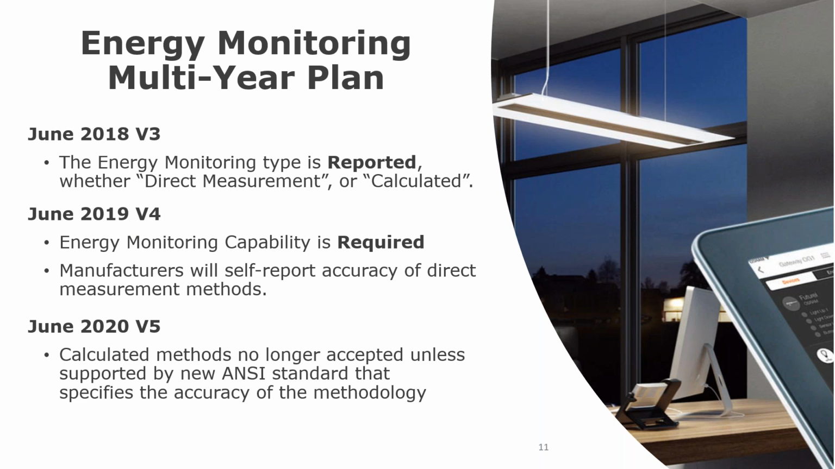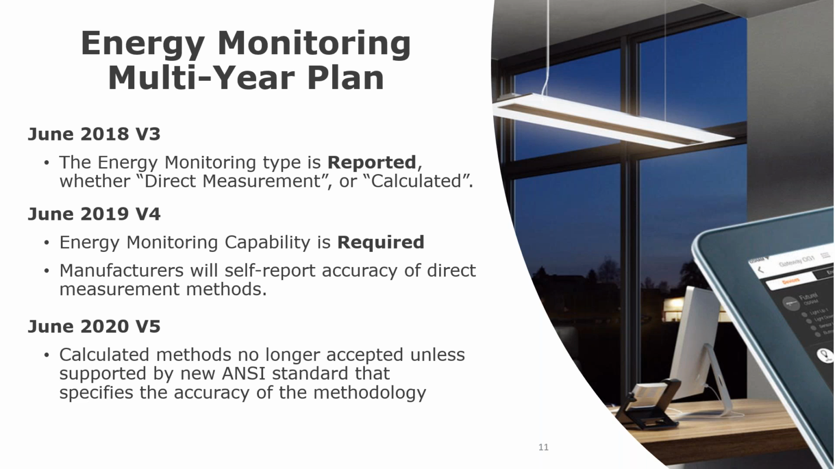Incentives for some utility programs might depend on this optional capability. Next year, starting in June 2019, all products will need to be capable of energy monitoring. Like the daylight harvest example that I mentioned earlier, some contractors might choose to install energy monitoring on some projects and not on others. But at least it's available if they want to install it, because energy monitoring is very important to the utility efficiency programs that use the DLC list to administer rebates and incentives.